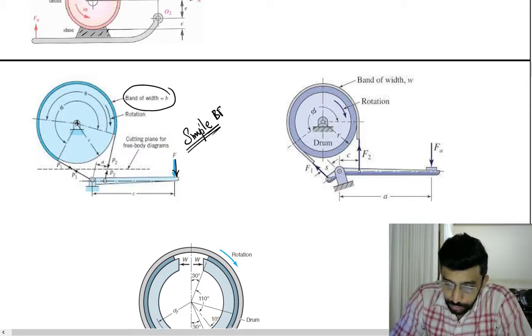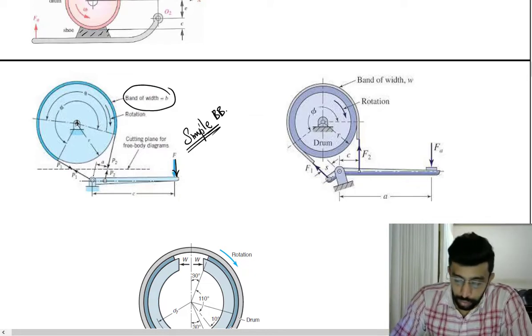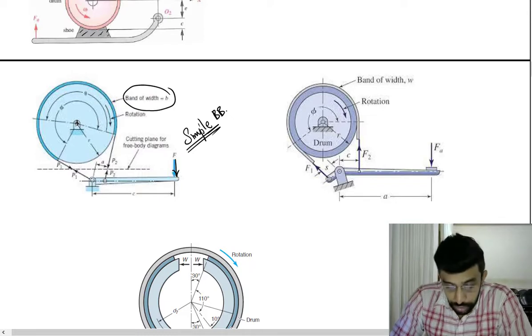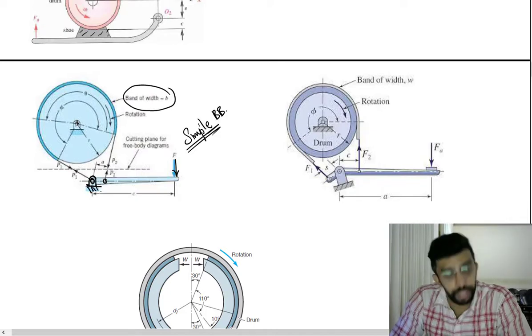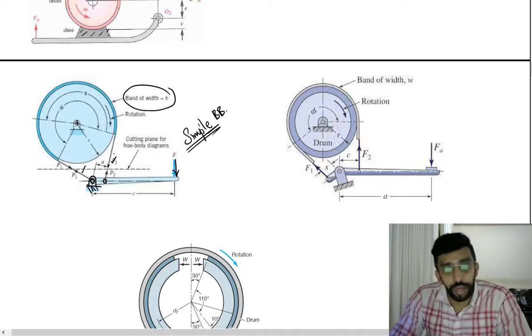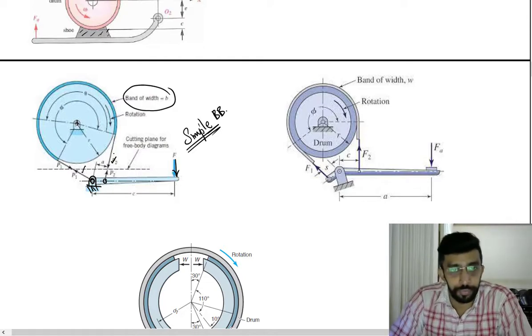The reason why it is called simple is because of the method in which this band is fixed. We can see that in a simple band brake, one end of the band is connected to the fulcrum. That is the essential criterion. One end of the band, it can be this end or this end, doesn't matter. So one end of the band should get connected to the fulcrum.